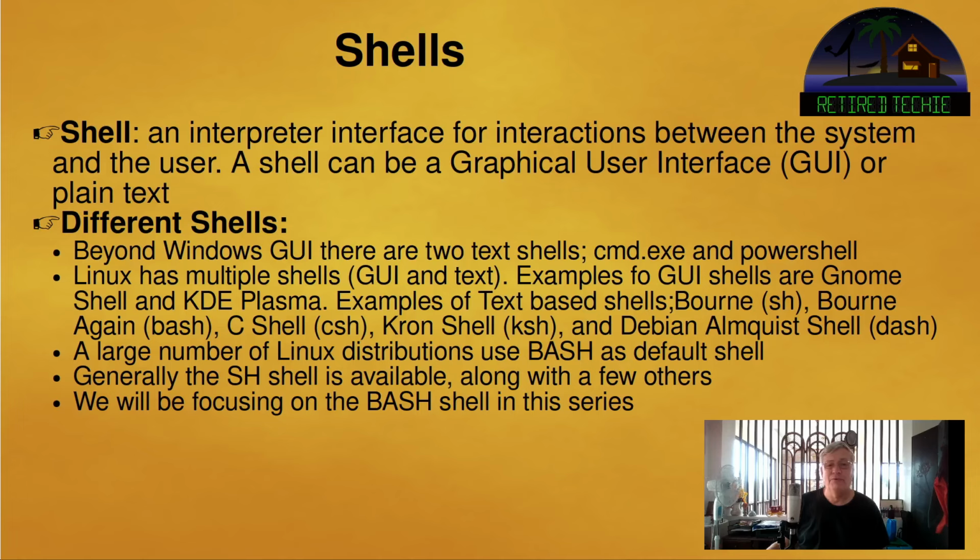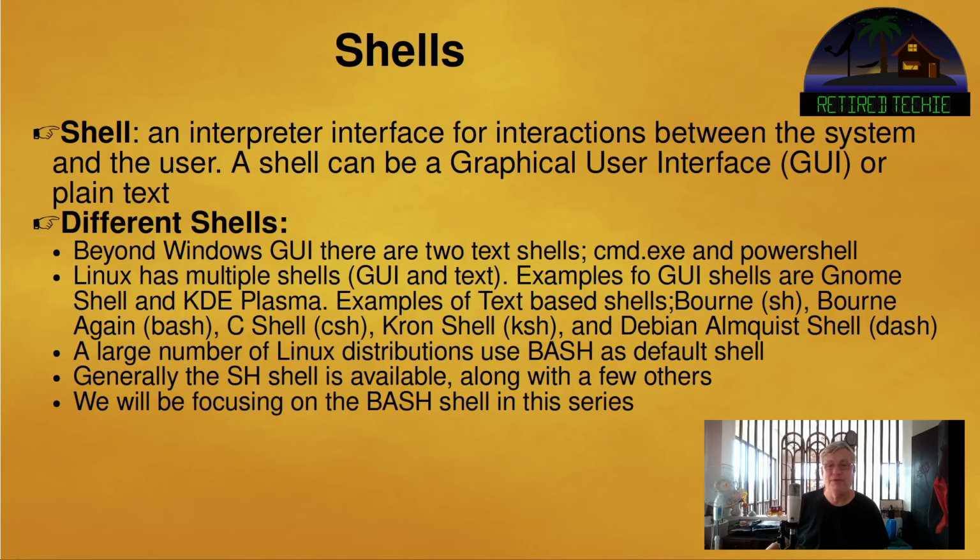Now, there's also a large number of text shells out there too. A couple of examples: the original Bourne shell. Well, I don't know if it's the original, but it's a very old shell that a lot of Unix and Linux users use. The Bourne Again shell, Bash, which is a more updated version of the Bourne shell. There's something called the C shell or CSH, the Korn shell, KSH, then the Debian Almquist shell or Dash. A large number of Linux distributions use the Bash shell as the default. Generally, the SH shell is included with pretty much every distribution as well for compatibility reasons.